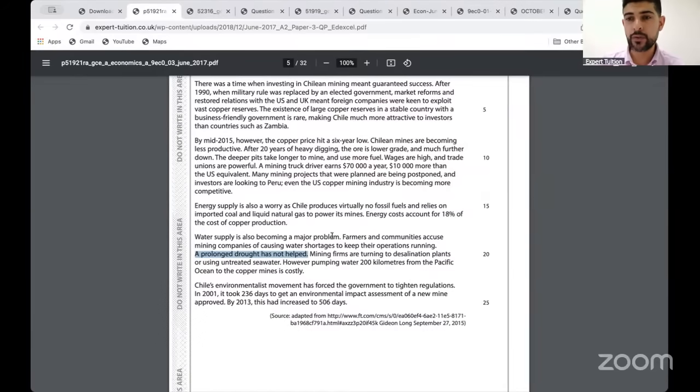Now, the other evaluation that you could do for negative externalities like this is to basically find good things about it, because it's not all bad. You can say something along the lines of, well, actually, it's good because it creates loads of jobs in the Chilean economy. It even speaks about how a mining truck driver earns $70,000 a year, $10,000 more than the US equivalent. So, it's a source of jobs.